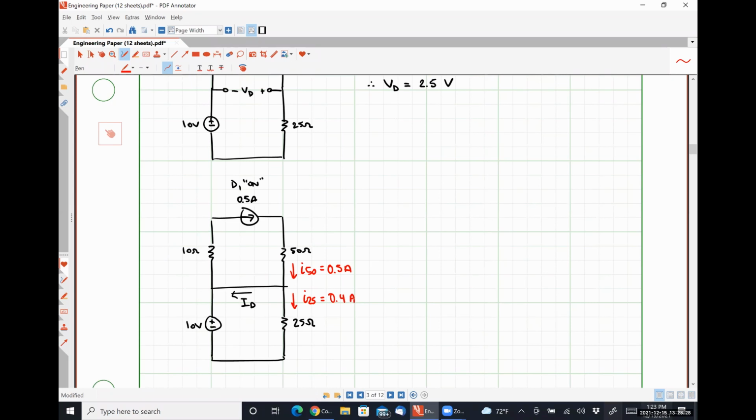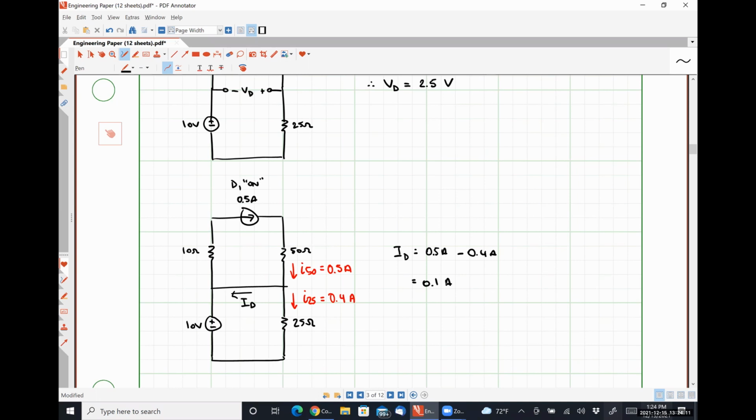You really don't see that the 10 volt source and the 25 ohm resistor are in parallel? If you don't, well, you have your work cut out for you in this class. All right, so assuming I'm right here, how would we figure out what ID is? 0.5 minus 0.4, or 0.1 amps. So because our diode current is positive, that lets us know that we made the correct assumption.